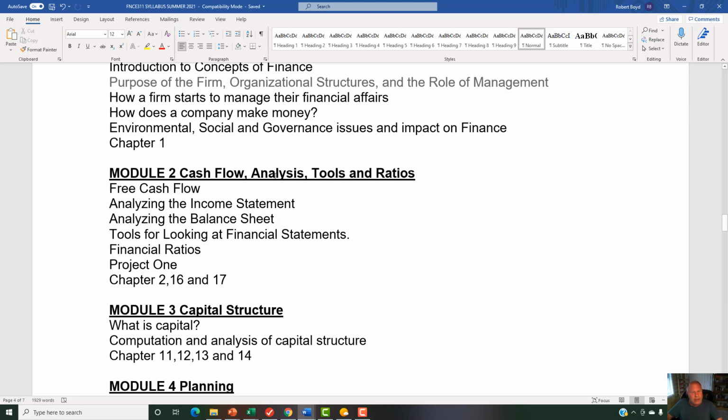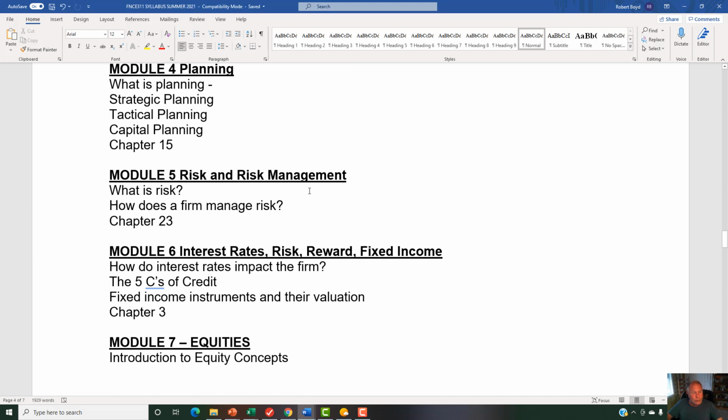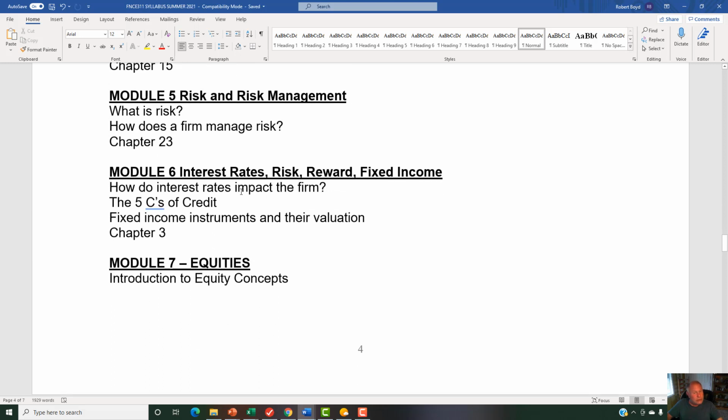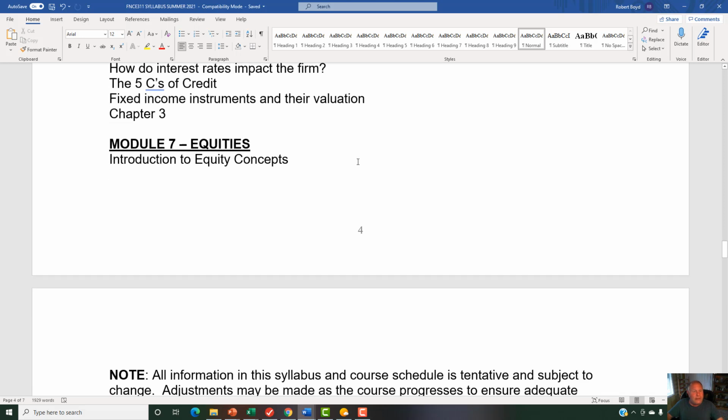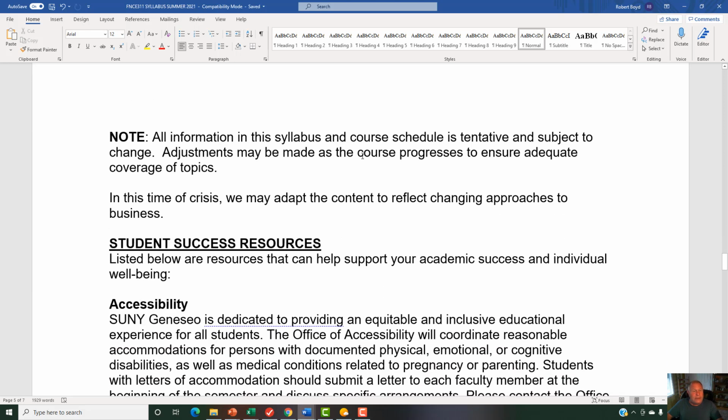Then we're going to take a look at cash flow analysis. Then we're going to look at capital. We're going to look at planning. We're going to look at risk and management. We're going to take a look at interest rates, risk, reward, which is what we call fixed income. And then equities. So in this time of crisis, we may need to adapt the context to reflect changing approaches to business. Things have changed. We're going to take a look at that.